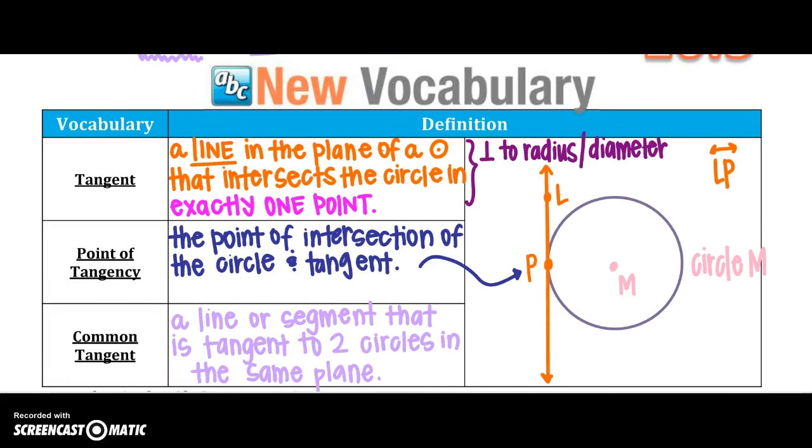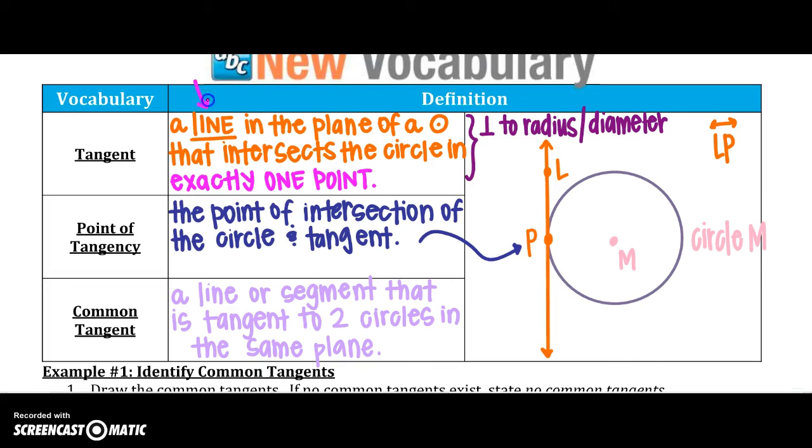A tangent is a line, so it keeps going and going and going, in the plane of a circle that intersects the circle in exactly one point. So if I have a tangent, it's outside the circle, and line LP would be my tangent. Tangent to circle M. Remember, our circle is identified by the center point. So if LP is tangent, it's going to hit circle M in exactly one point, which is point P.